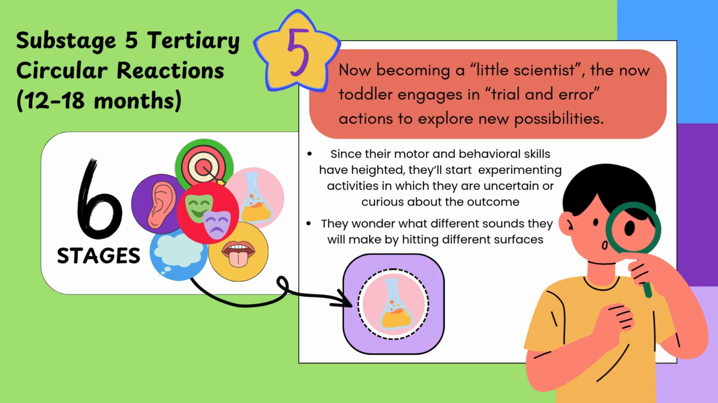Substage number 5, I do have a hard time with this word, tertiary, circular reactions. This happens between 12 to 18 months. Now becoming a little scientist, the now toddler engages in trial and error actions to explore new possibilities. Since their motor and behavior skills have heightened, they'll start experimenting with activities in which they are uncertain or curious about the outcome. So, for an example, they wonder what different sounds they will make by hitting different surfaces. I love music and I've always loved music as a kid, so that was something that I specifically did, to see what sounds I enjoyed.